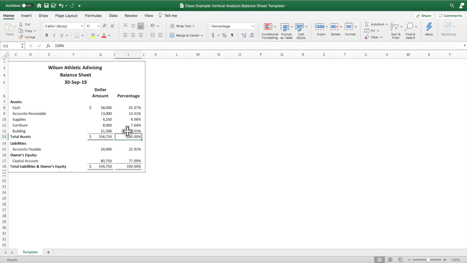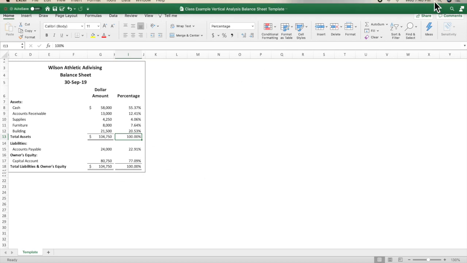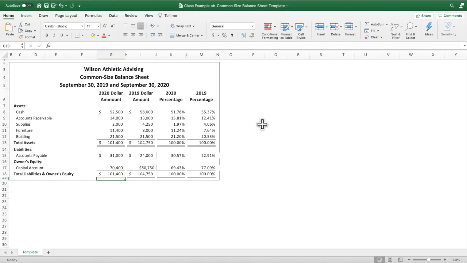Now you can complete this with the income statement as well, but you would use total revenues as your base figure, whereas using the vertical analysis with the balance sheet, you use total assets or total liabilities and owner's equity. So that is vertical analysis.